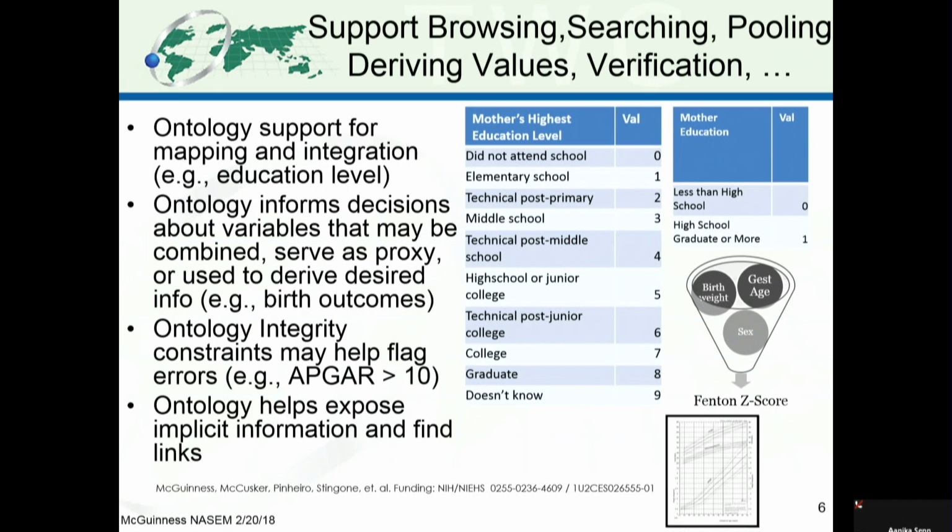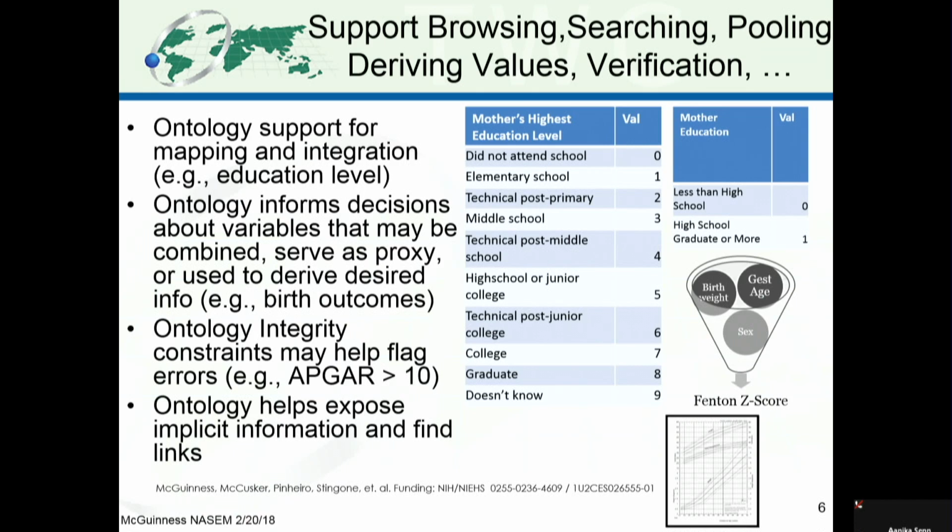And then if I go into detail, I might see how the PI has actually determined a value. So for example, technical post-junior college. I didn't know what that was, but there's a description of that. So we're going to also use the ontology to form decisions about variables that might be combined. So I might want some information about birth outcomes. And so in some study, I might have a Fenton-weighted z-score that can be calculated from these variables and a chart. Or I might just calculate it myself if I've got those measurements.